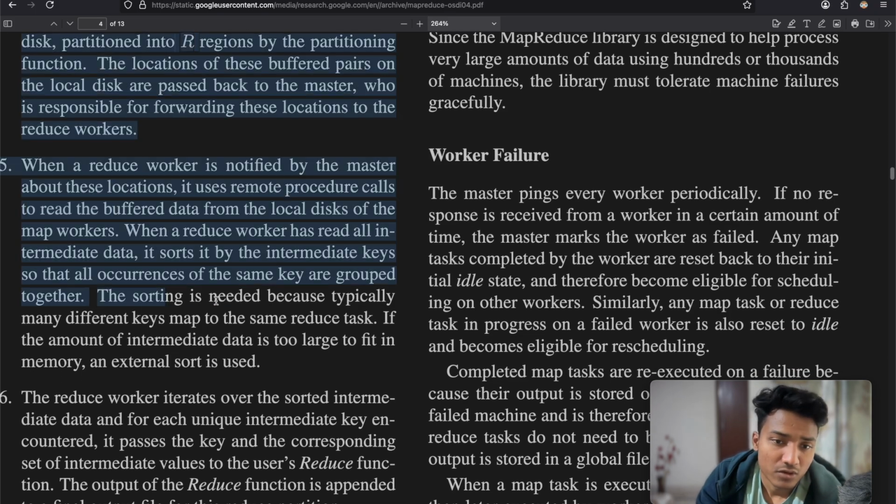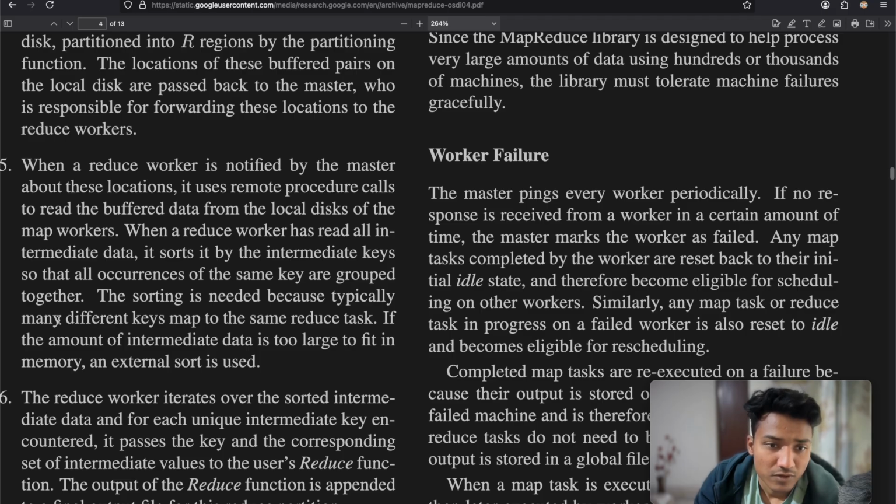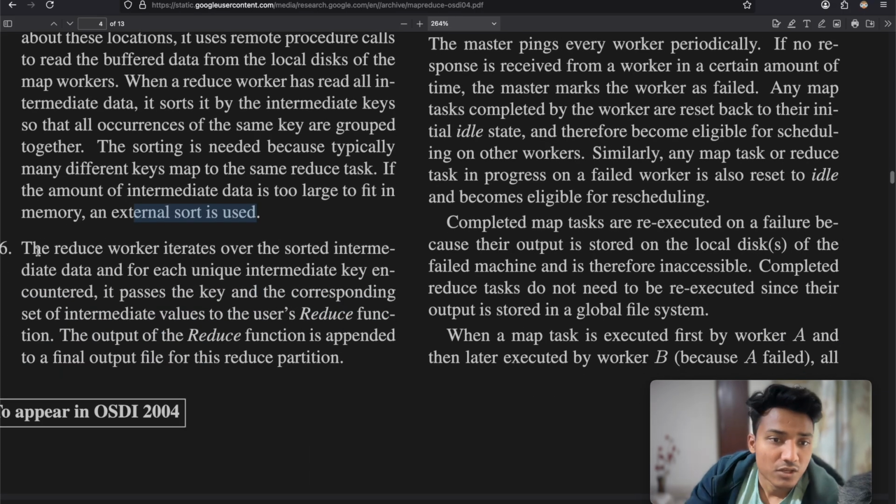Yeah, like I said, sorting is required because different keys map to the same reduce task. If the amount of intermediate data is too large to fit in memory, an external sort is used. This one is easy to understand. The reduce worker iterates over the sorted intermediate data, and for each unique intermediate key encountered, it passes the key and the corresponding set of values to the user's reduce function. The output of the reduce function is appended to the final output list for the reduce partition.